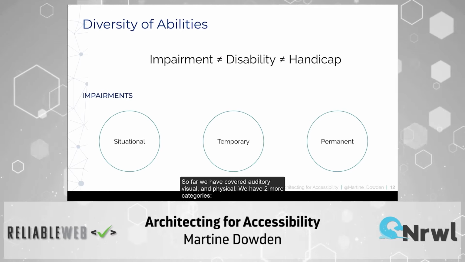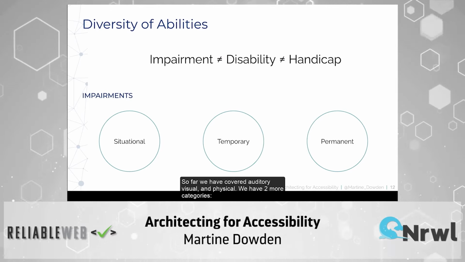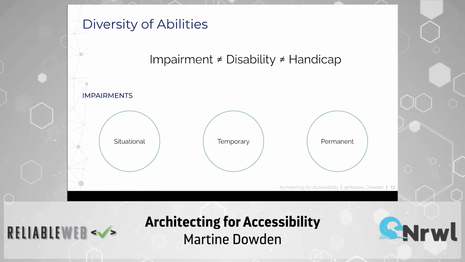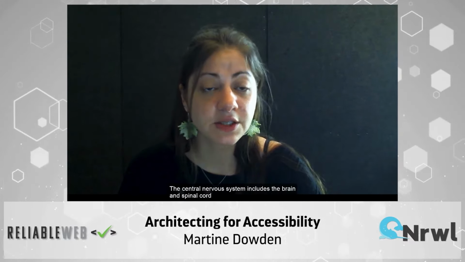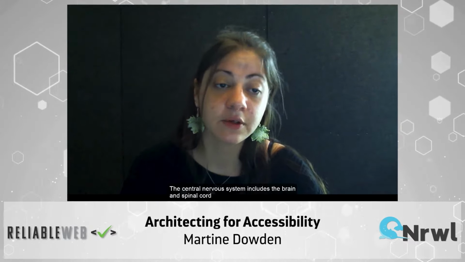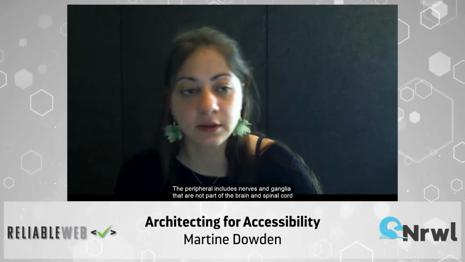So far, we've covered auditory, visual, and physical. We have two more categories: cognitive and neurological, which are things that affect the central and peripheral nervous systems. The central nervous system includes the brain and spinal cord. The peripheral nerve includes nerves and ganglia that are not part of the brain and spinal cord.